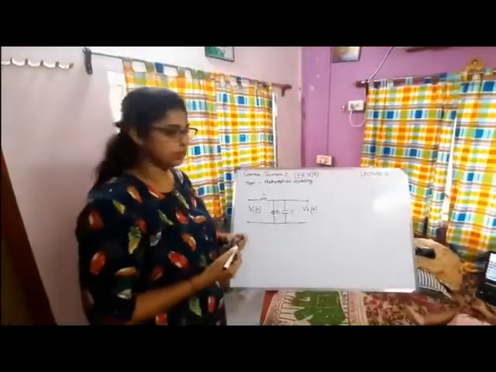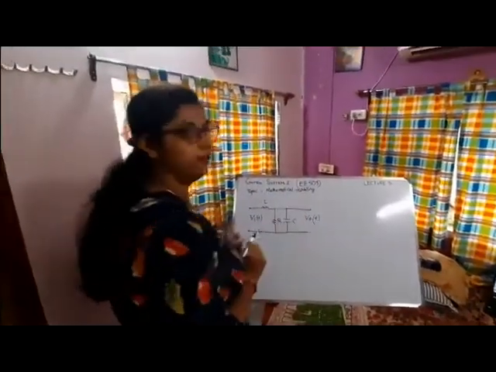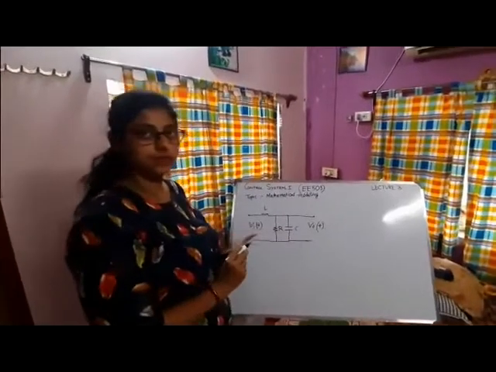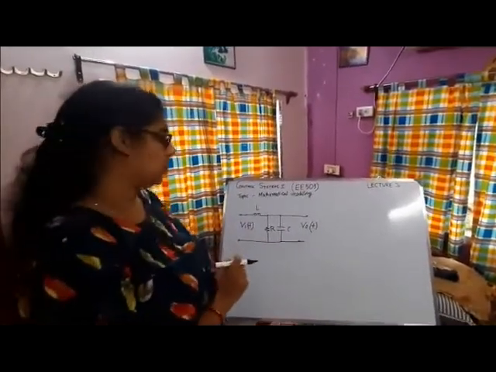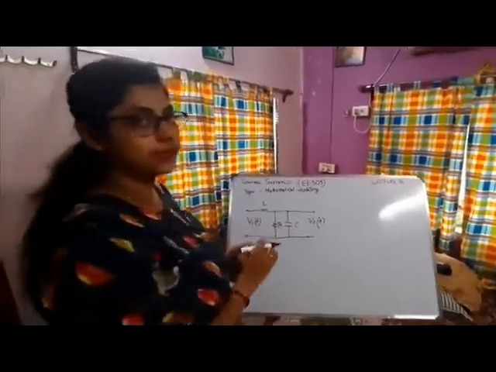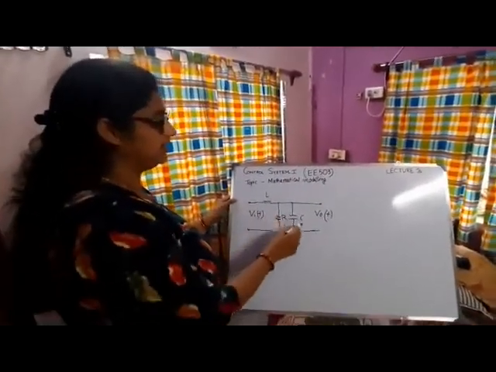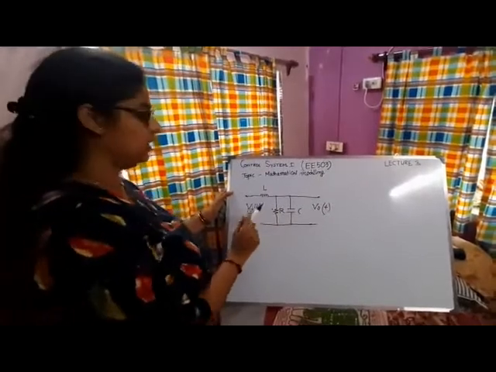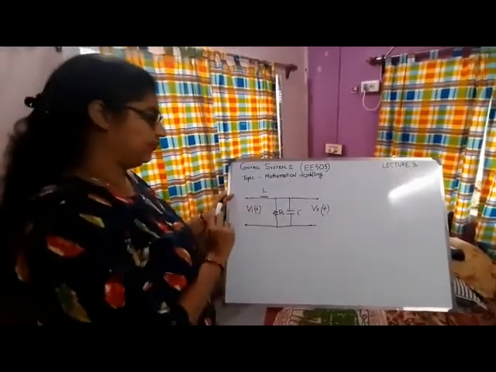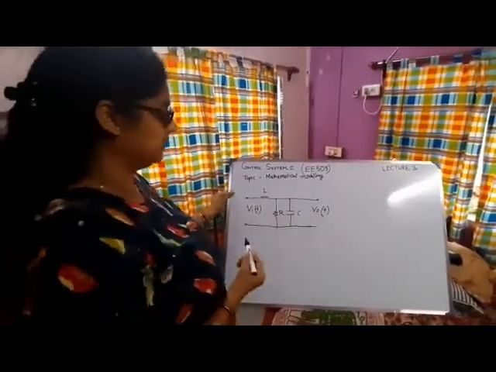Let us take another example. This circuit is given and we have to find the transfer function of this electrical circuit. We'll find the transfer function by another method. Here the R and C are in parallel combination and L is in series. So we will convert it into impedances Z.